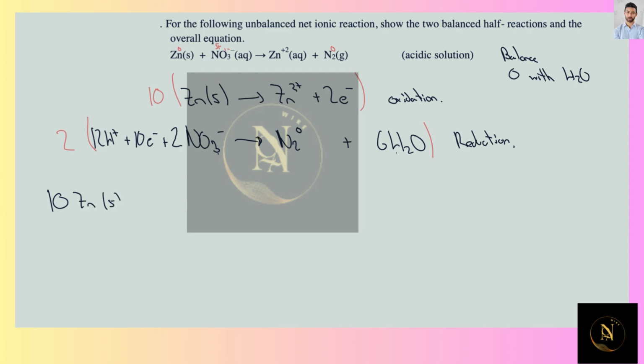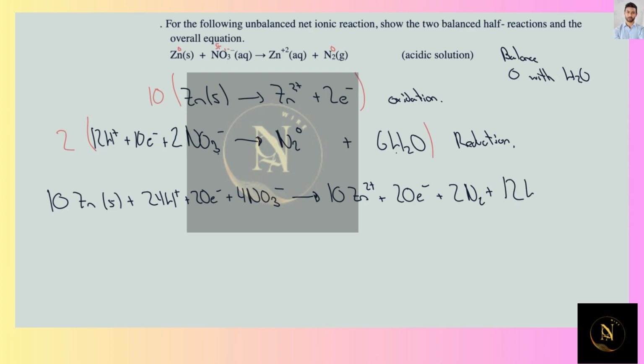In this case, the overall reaction, remember that this is the reduction reaction, would correspond to 10 of zinc solid plus 24 protons plus 20 electrons plus 4 of NO3 minus is going to produce 10 of zinc 2 plus, 20 electrons, plus 2 of N2, plus 12 water molecules.